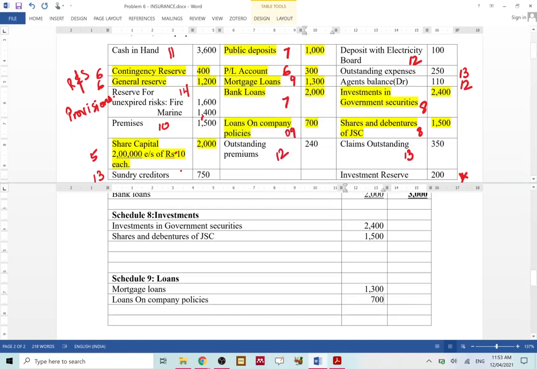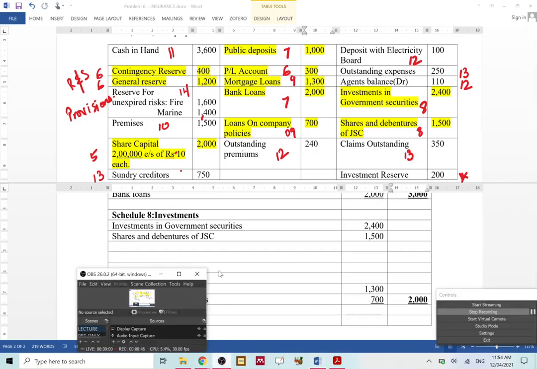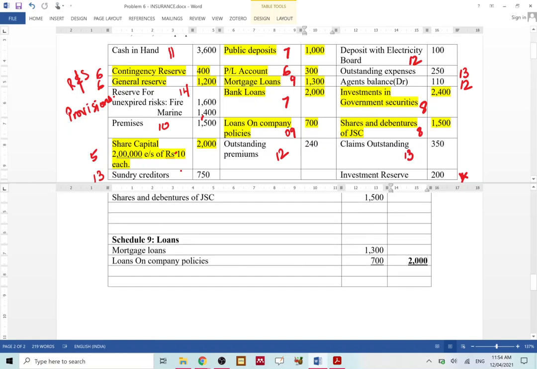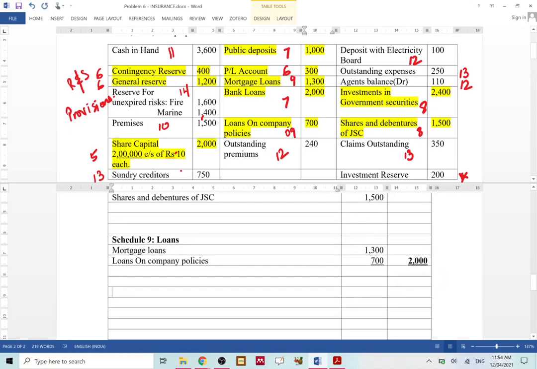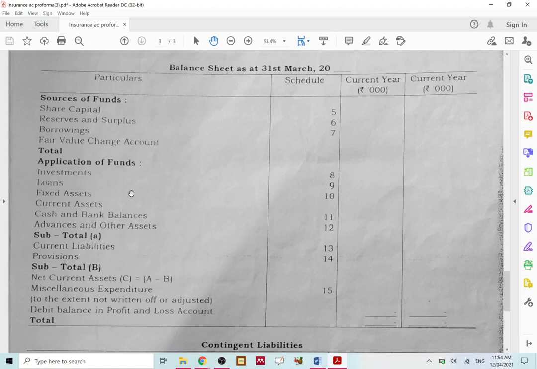So mortgage loans and loans on company policies, this gives you a total of how much? Outer column 2000. Total loans are 2000. Okay, so next you have schedule 10. Balance sheet problems are kind of fairly simple because you don't have a lot of adjustments and a lot of calculations to be done. You just have to go by the pro forma, go by the format and classify things properly under each one.